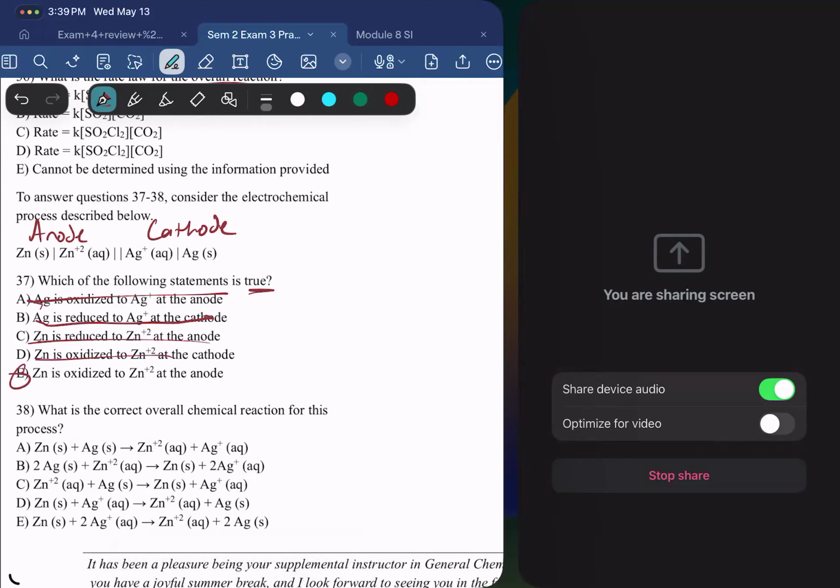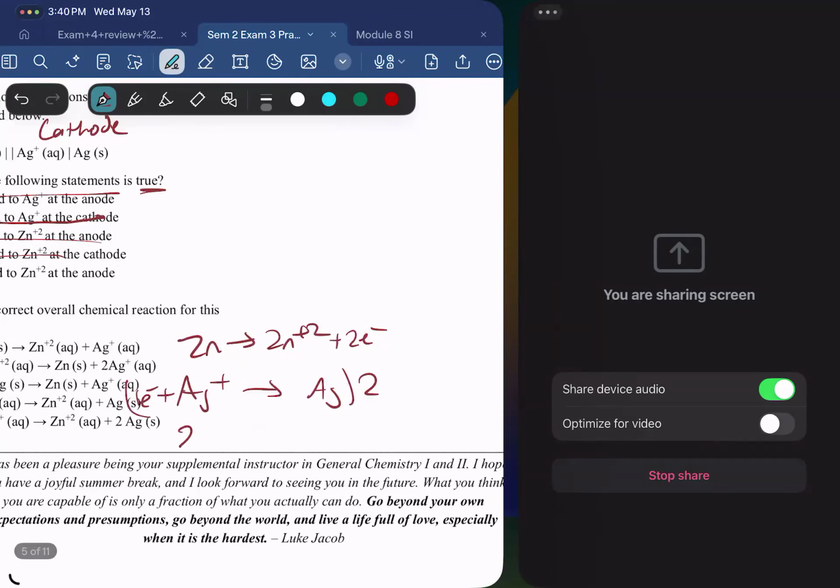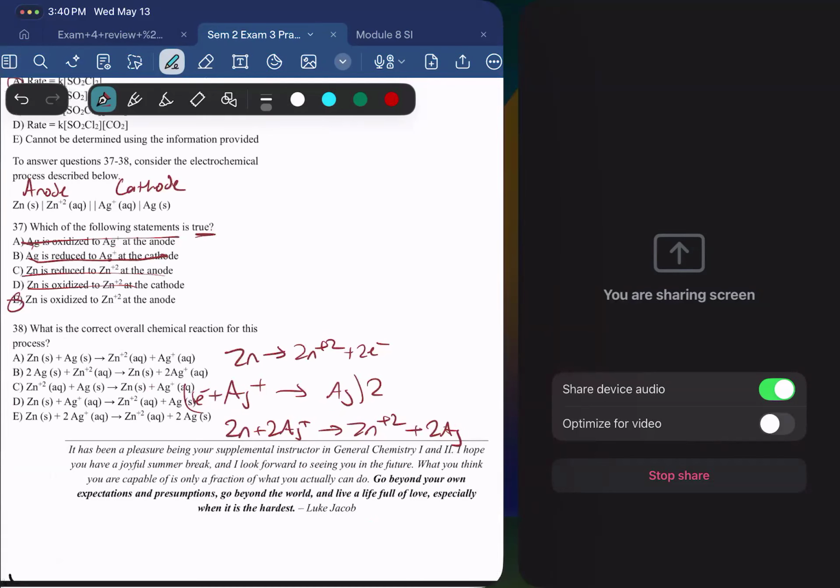And then for 38, now we need to figure out what the reaction is. This is going to be Zn to Zn plus 2, plus 2 electrons. And then Ag plus to Ag solid plus 1 electron on the right. So we need to multiply this by 2. The final reaction you're going to get is Zn plus 2 Ag plus yields Zn plus 2 plus 2 Ag. And so that answer choice is choice E.